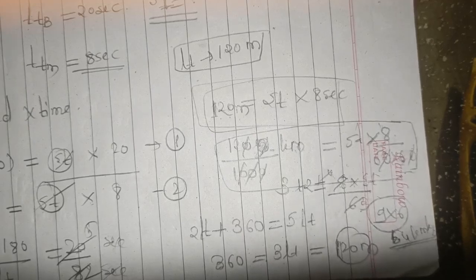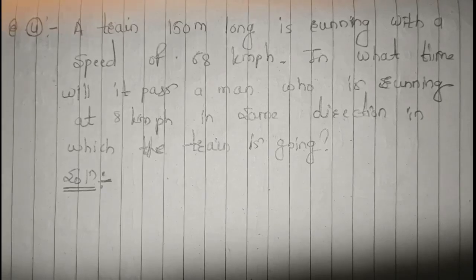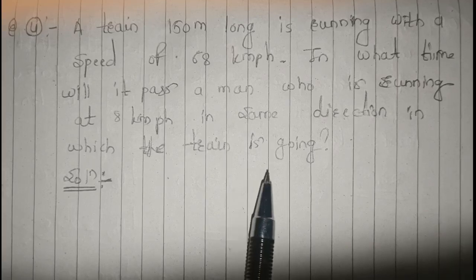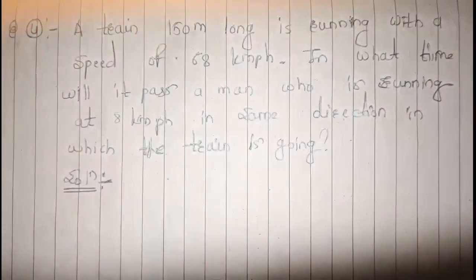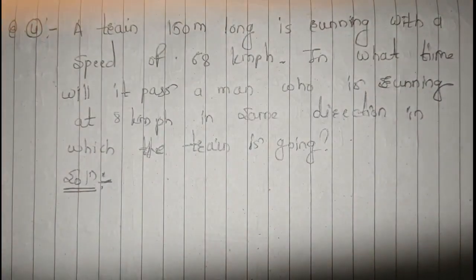In all the previous questions, the object that the train was crossing was still, but in this specific scenario the object is moving, and when the object is moving, the concept of relative speed is used. Why? Because when objects are moving, for example in the same direction or in the opposite direction, the concept of relative speed would be used. In the previous cases, for example in the man's case, the man was standing still, right?